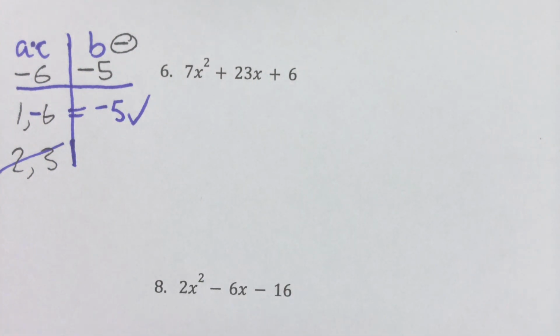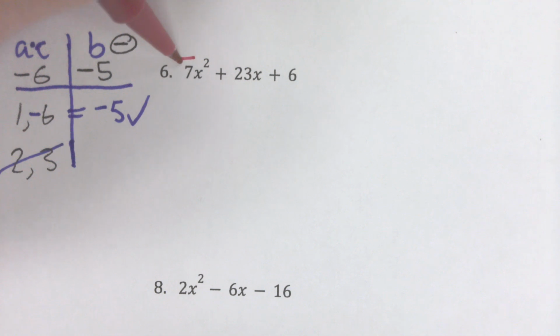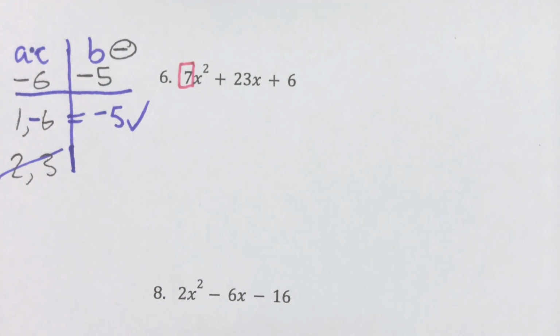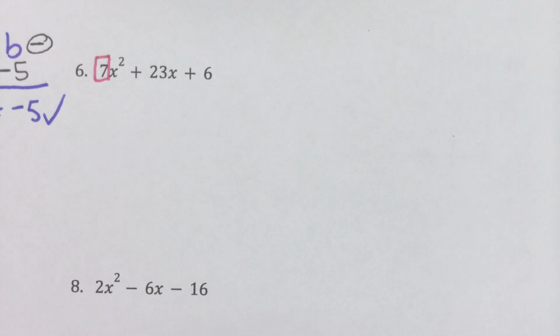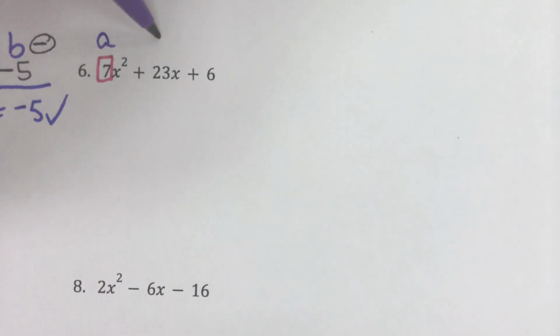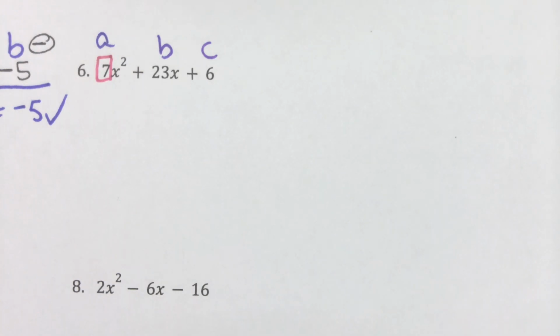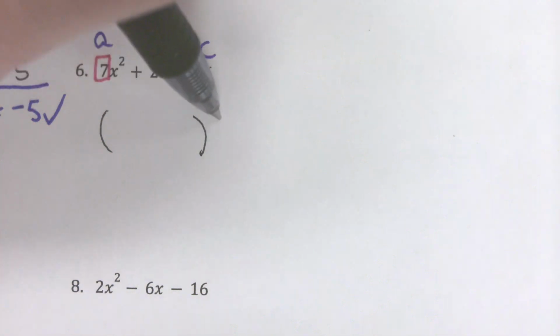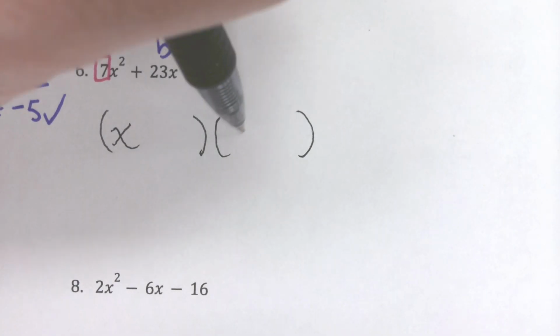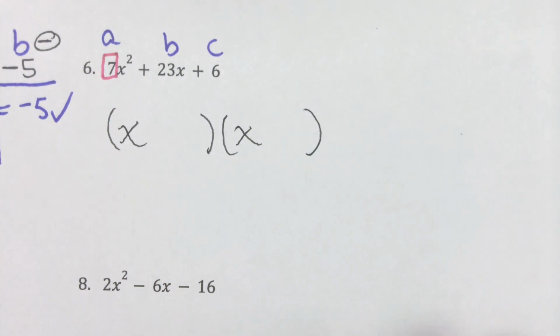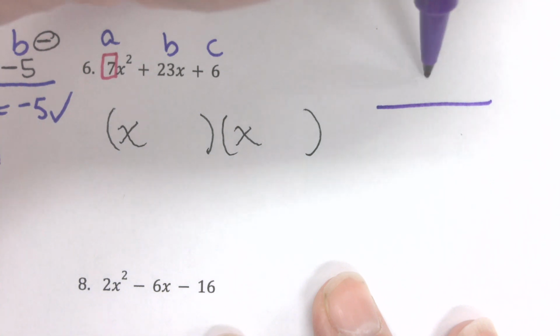Here, A is not 1. I'm going to emphasize that. I'll come back to that point later. That is going to make this problem a tad more complicated. Label ABC. We'll make our factors. Again, you always have your x's in the front. ACB chart on the side.